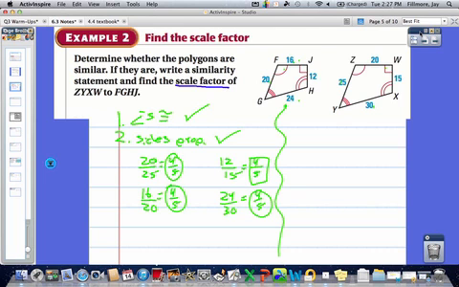For a similarity statement, I can just name one of them. Well, I'm talking about ZYXW and FGHJ, so let's do this in the correct order. ZYXW first, so I'm just going to name that. ZYXW is similar to. Let's make sure I put the points in the right order. ZYXW, so it should be FGHJ.